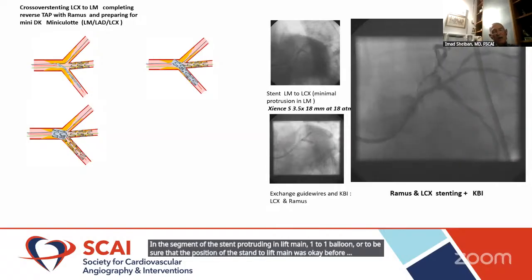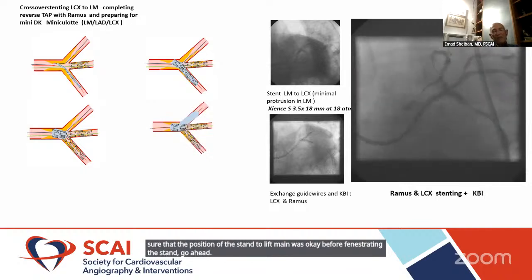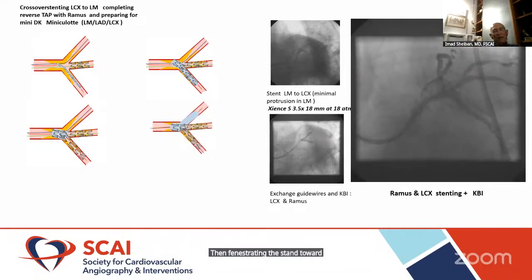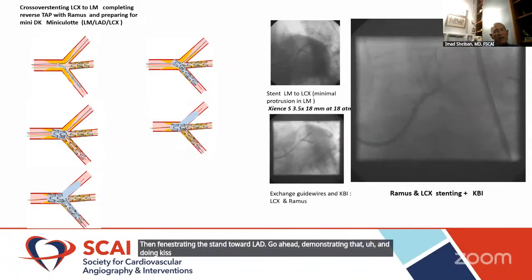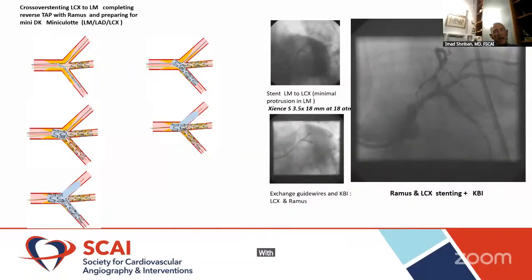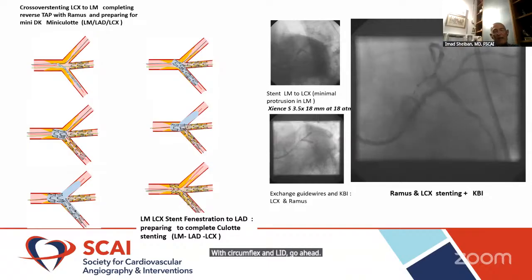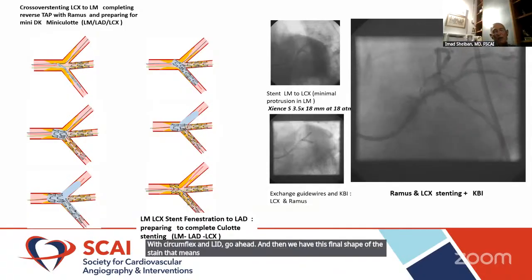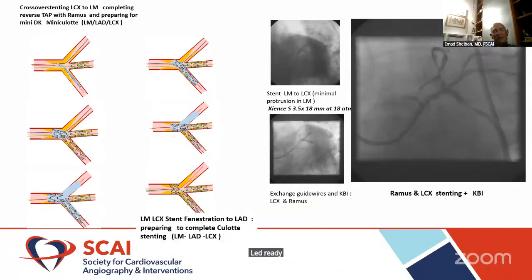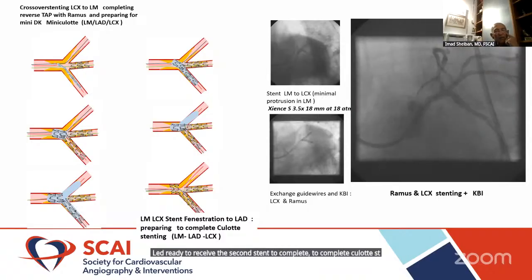Then fenestrating the stent toward LAD, and doing kissing balloon inflation with circumflex and LAD. And then we have this final shape of the stent, that means completely open toward LAD, ready to receive the second stent to complete culotte stenting.